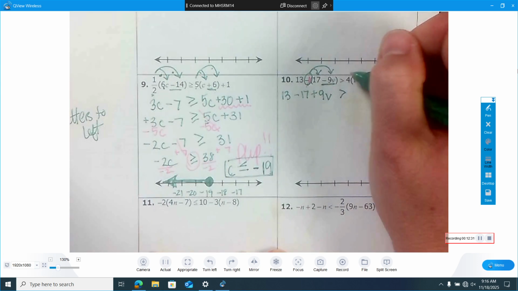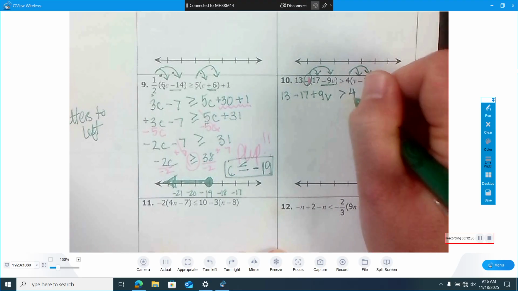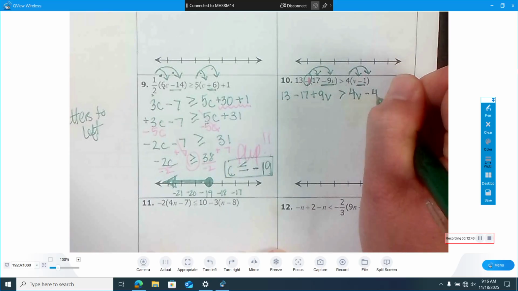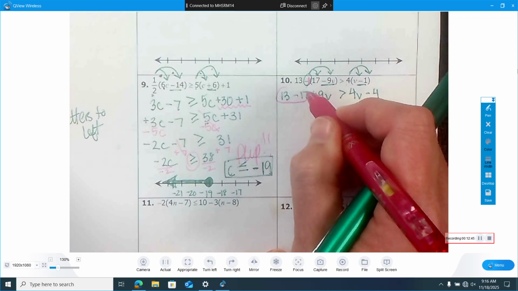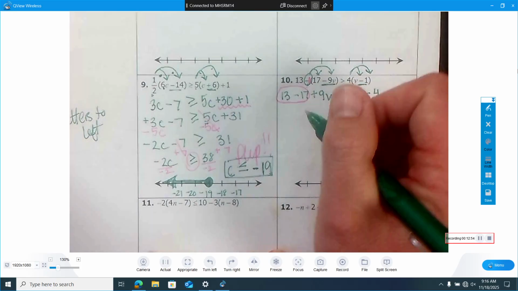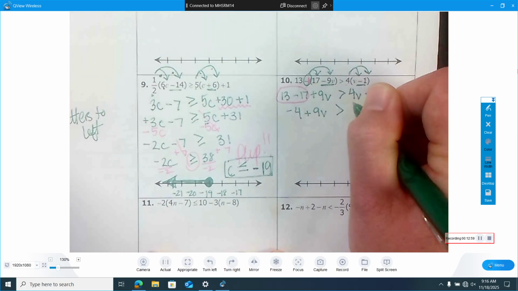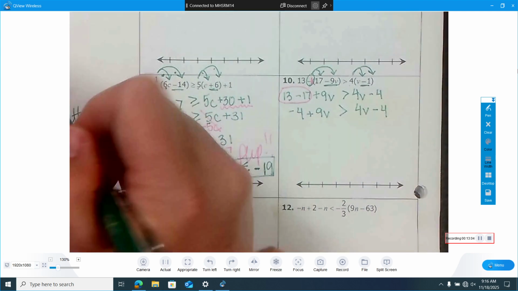Is greater than, I also need to distribute the 4. So 4 times v is 4v. And 4 times negative 1 is negative 4. I have some cleanup to do. So here on the left-hand side, I've got some units that I can combine. So 13 minus 17, negative 4 plus 9v is greater than 4v minus 4.